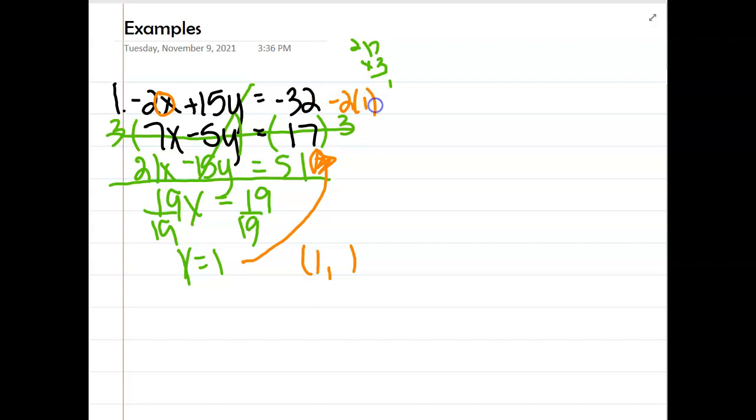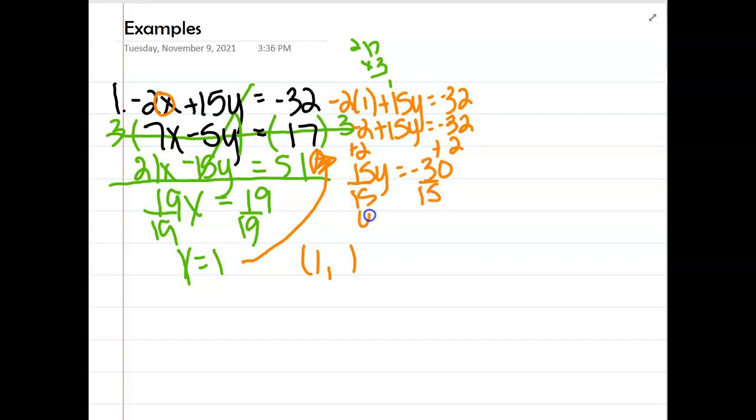So it'll be negative 2 times 1 plus 15y equals negative 32, which would be negative 2 plus 15y equals negative 32. Add 2 to both sides, so we get 15y equals negative 30. Divide by 15, and we should get y equals negative 2. An answer of 1, comma negative 2. So a lot of the ones you have to do today are going to be one extra step, and then it's the same thing we did the day before.